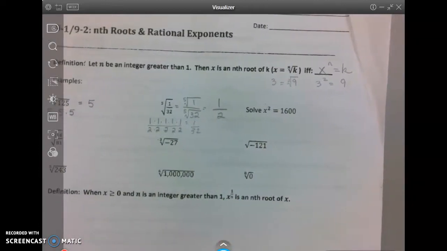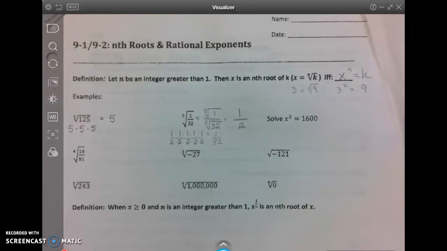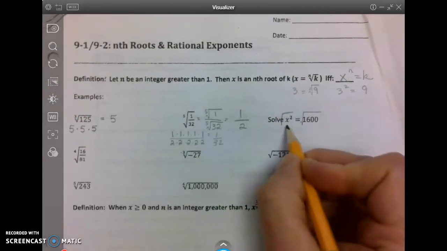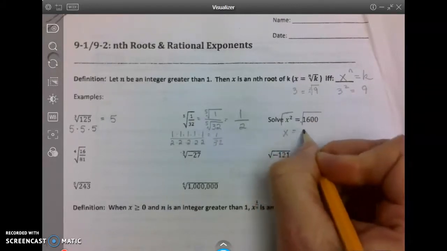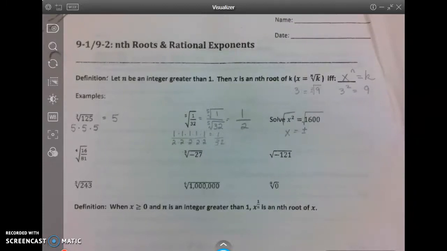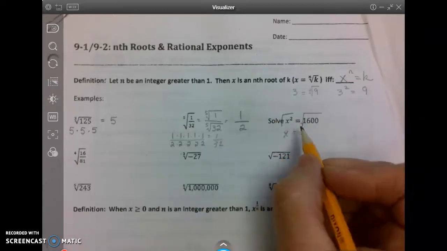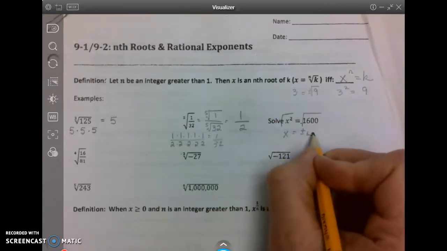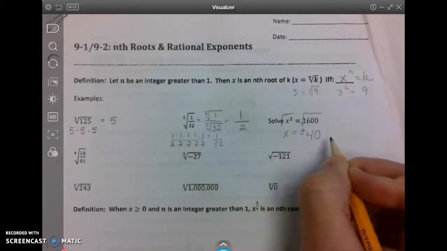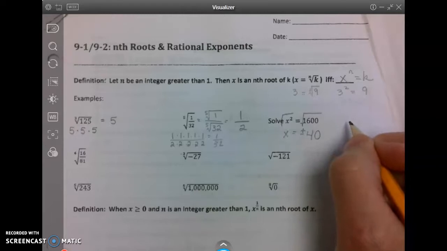All right, let's go to this next one. X squared equals 1600. Have to take the square root. Now this time, because the square root was not there, I have to remember plus or minus. And I have to think to myself, what number when I multiply it by itself gives me 1600? Well, I know to get 16 I need 4, and to get 100 I need 10, so 4 times 10 would be 40. Let's think about that. Is 40 times 40 1,600? And yes, indeed, it is.